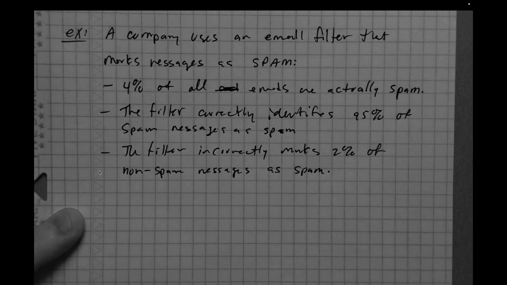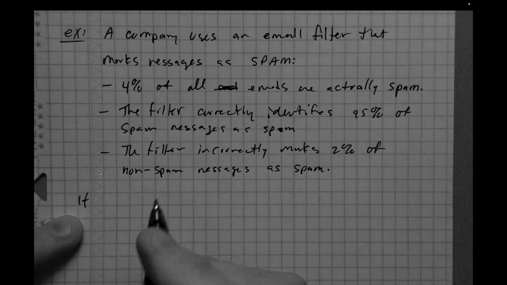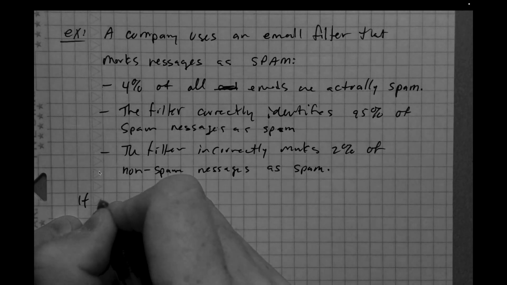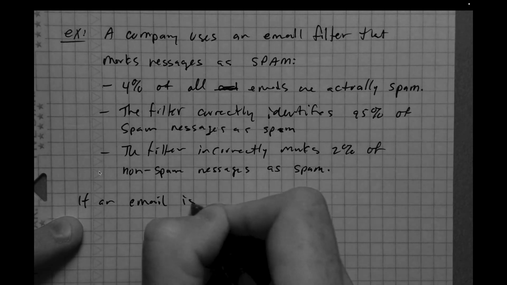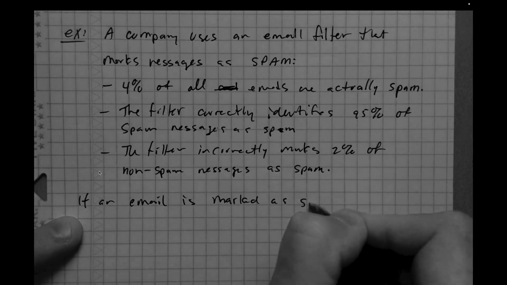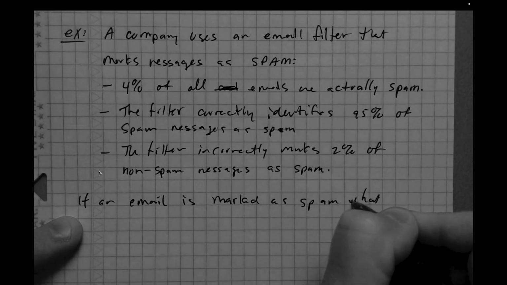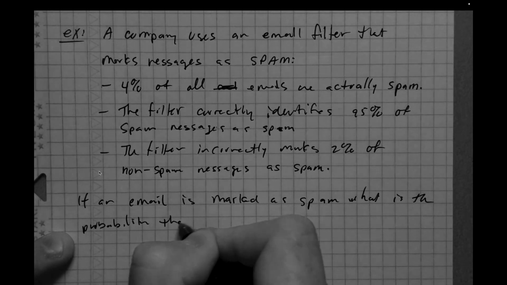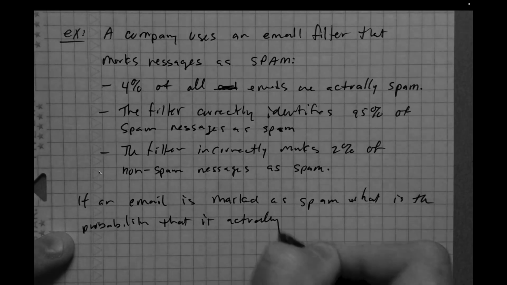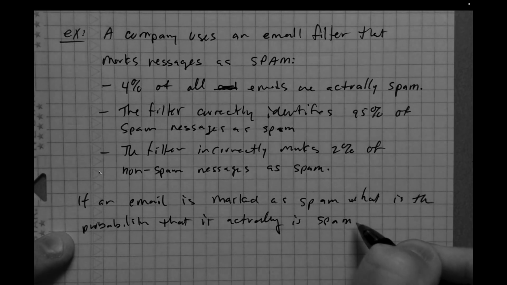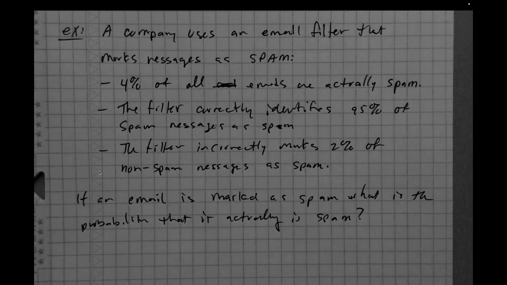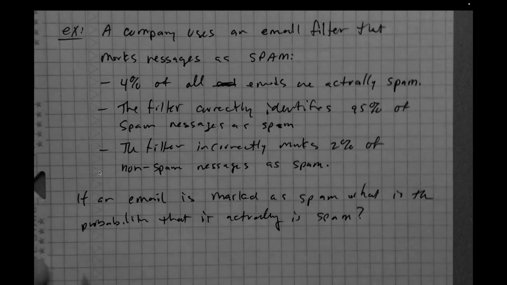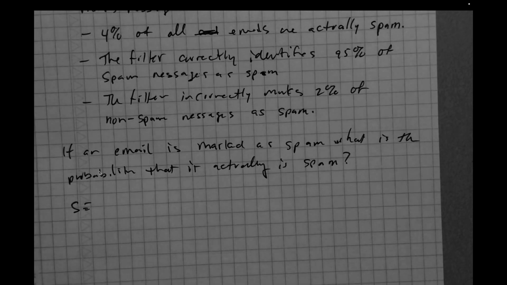So this is kind of the facts of the case, and the question is, if an email is marked as spam, what's the probability that it truly is spam? Okay, so just like before, let's lay out some symbols and get some probabilities on the table.